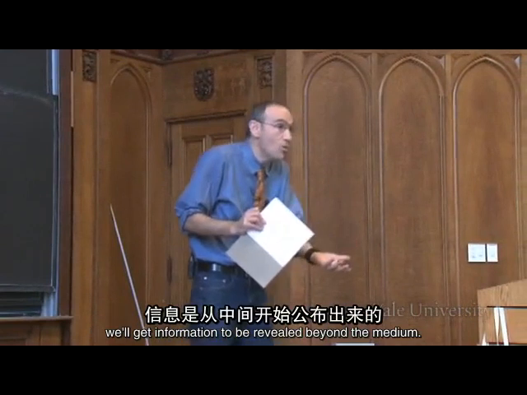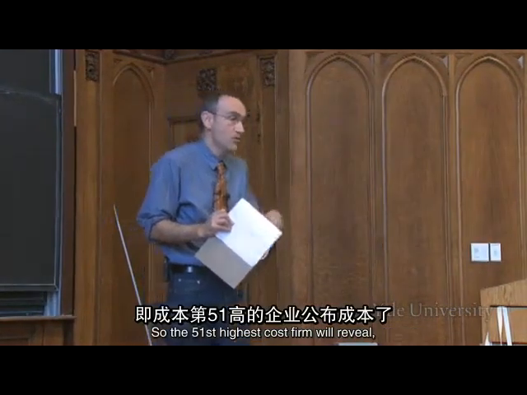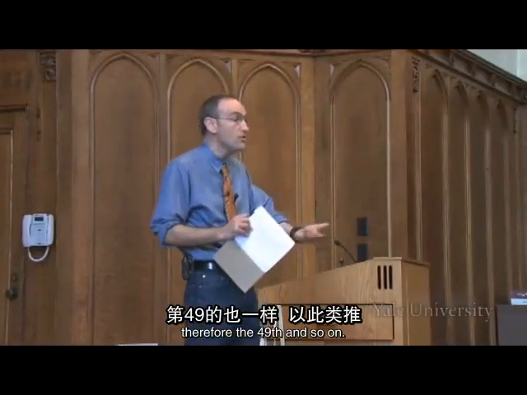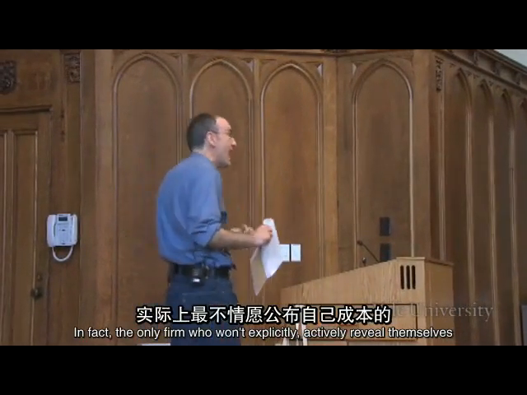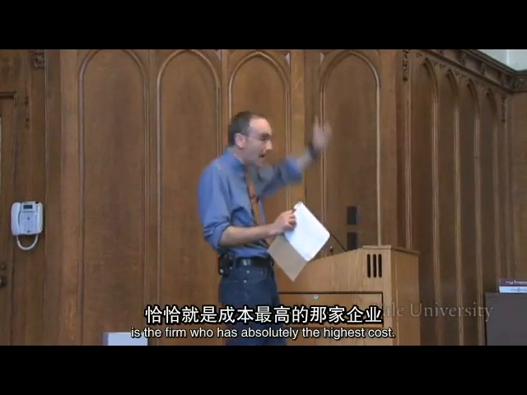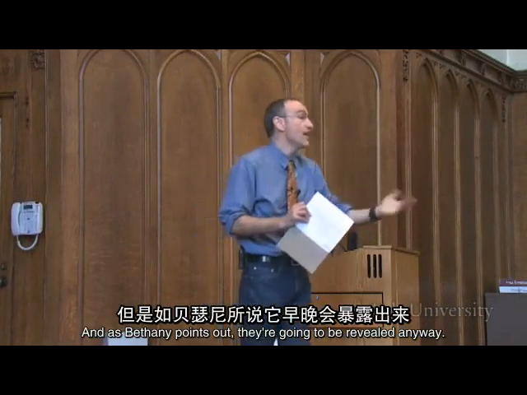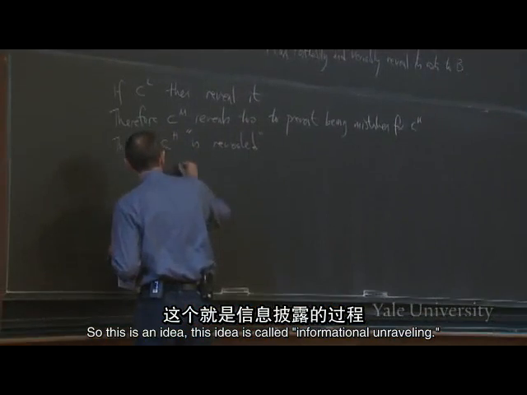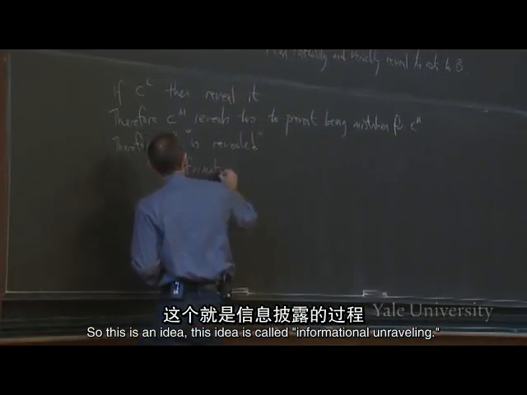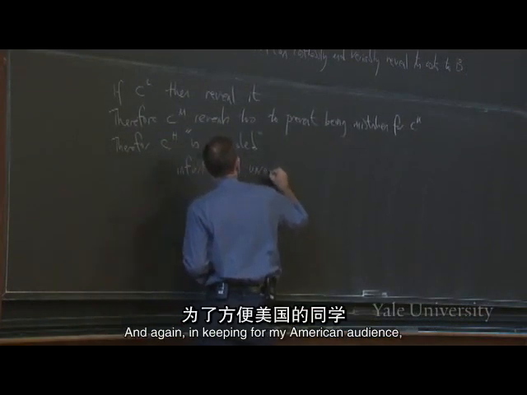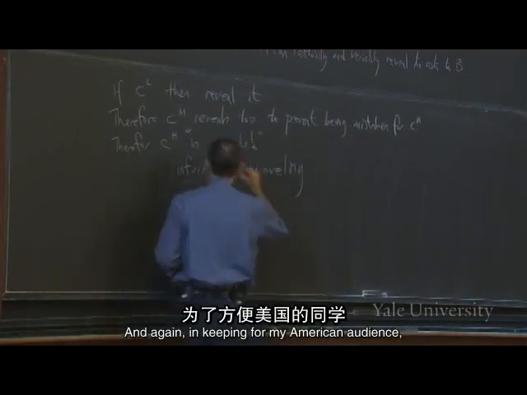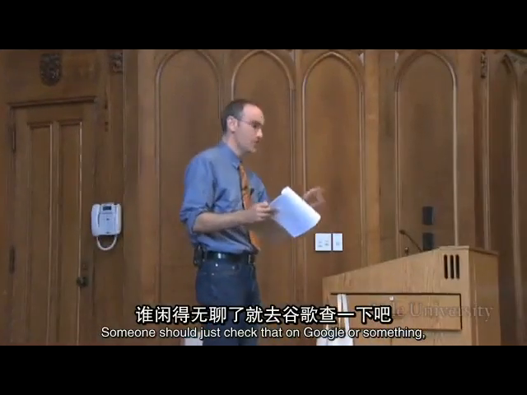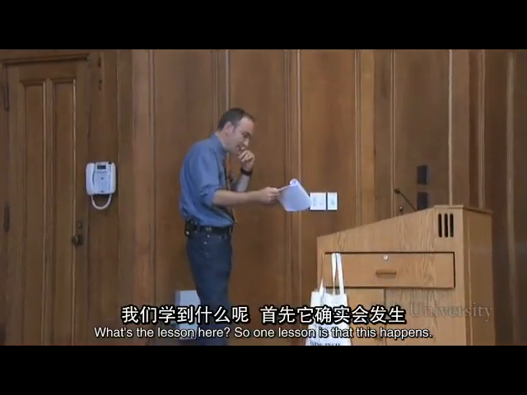And we'll get information to be revealed. And notice, interestingly, we'll get information to be revealed beyond the median. So the 51st highest cost firm will reveal, therefore the 50th highest cost firm will reveal, therefore the 49th, and so on. In fact, the only firm who won't explicitly, actively reveal themselves is the firm who has absolutely the highest cost, and as Bethany points out, they're going to be revealed anyway. All right? So this idea is called informational unraveling. And again, in keeping with my American audience, I'm going to put one L in unraveling. There's one L in America, right? Someone should just check that on Google or something. I think that's correct.